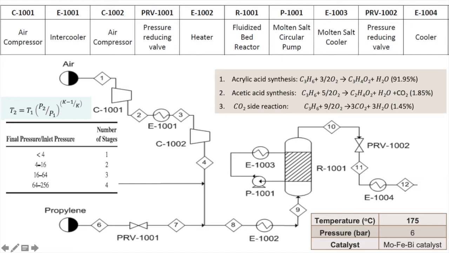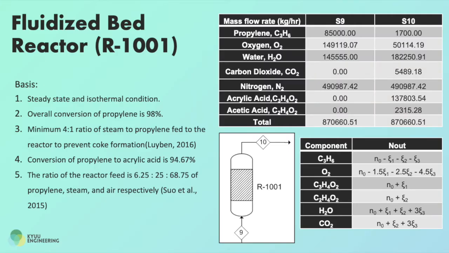So an intercooler here is introduced to reduce the temperature change back to 25 degrees C for second compression to occur. So for the reactor, the chemical reactions are acrylic acid synthesis, acetic acid synthesis, and carbon dioxide reaction, at the conversion as stated. The operating condition for FBR is 6 bar and 175 degrees C. So next, this is the basis assumed.